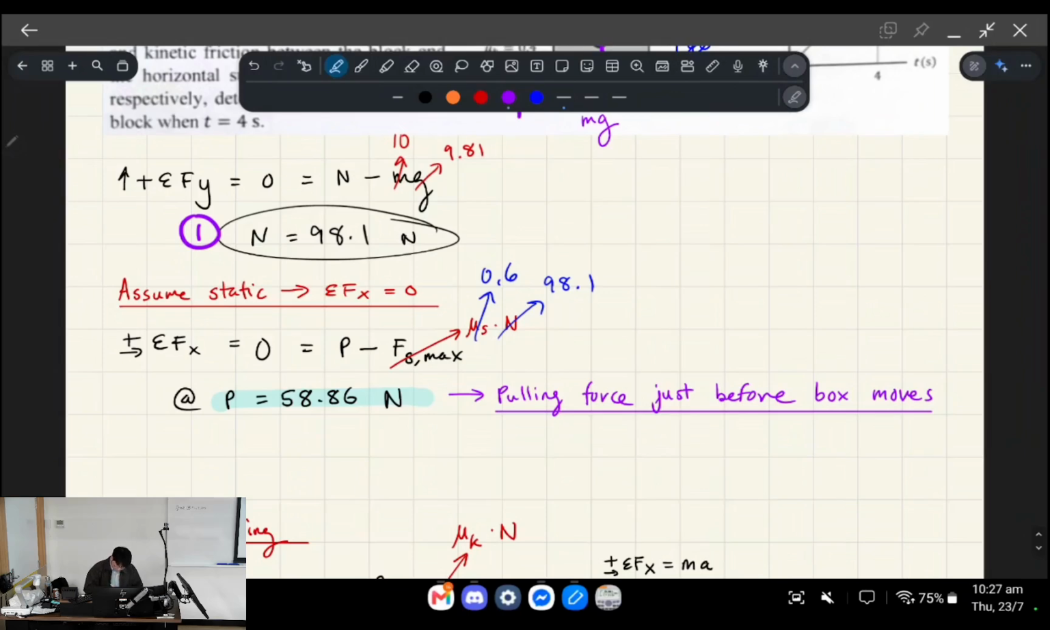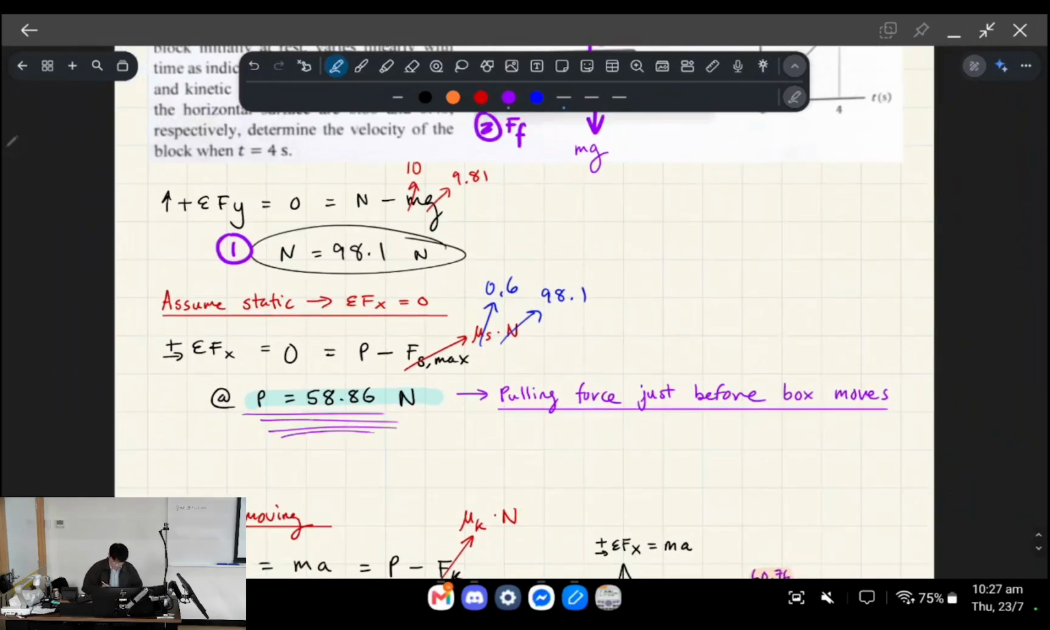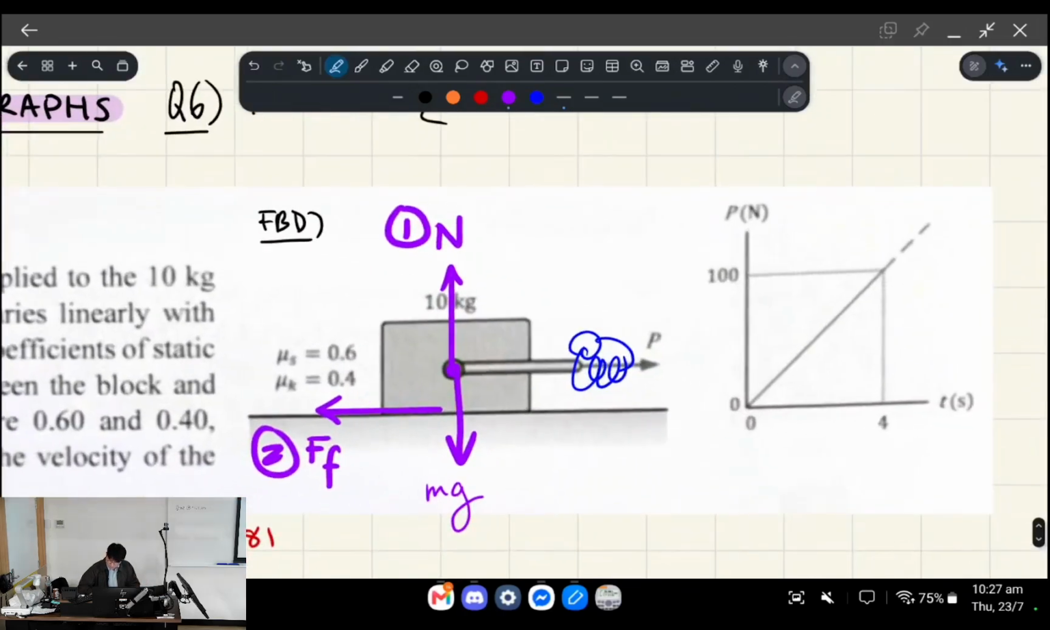So now we have P. What this means is that at a pulling force of 58.86, this is the max amount of force that can be applied before the box starts moving. Okay, so on this graph, let's figure out what that looks like. What they're saying is that over here at 58.86, that amount of force will cause the box to move. We're interested in finding out how long it takes before the box moves, because this is a straight line function.